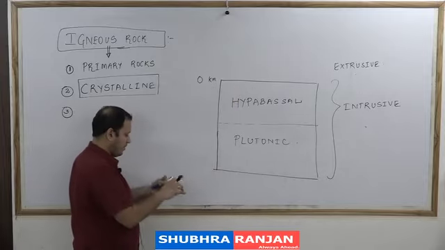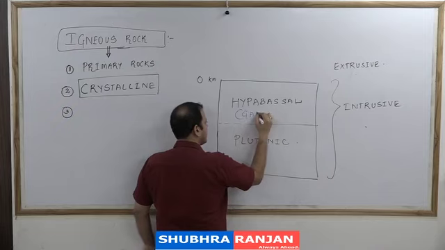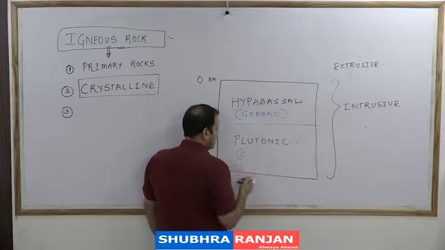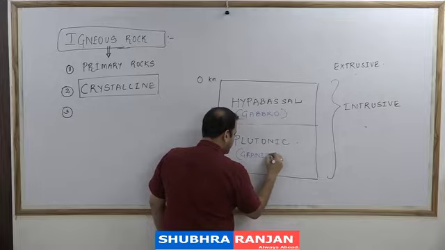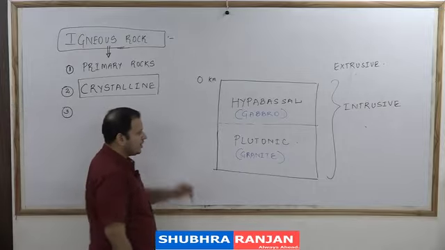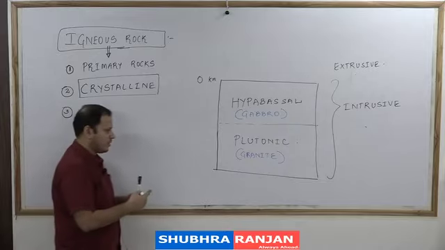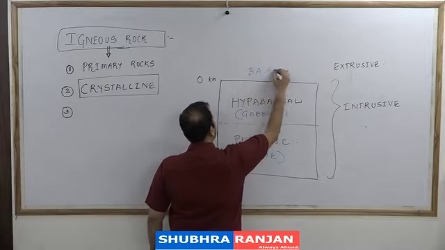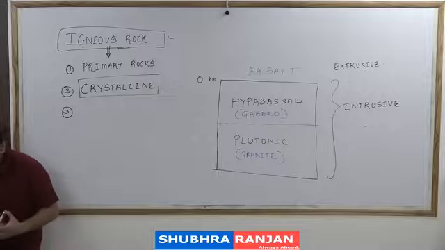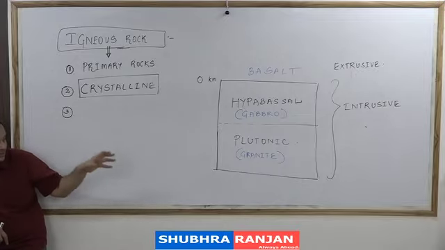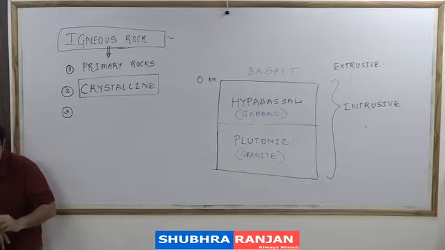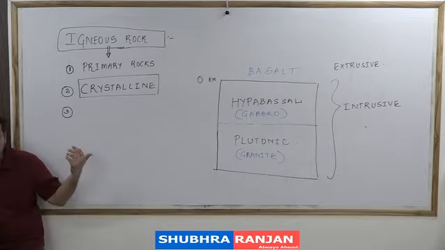hypabasal igneous rock, which is found nearer to the earth's surface, and plutonic igneous rocks, which is found deep inside the earth. So this is what I want to say.